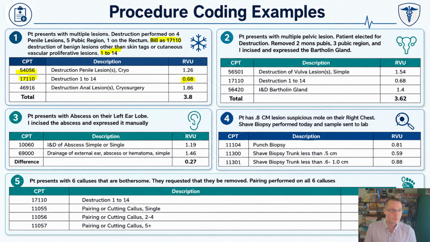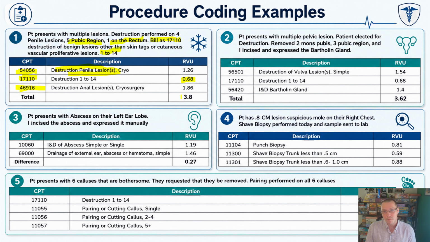You can report the penile lesion destruction code because they did destroy the penile lesions. You can report the anal lesion code as well because they destroyed a lesion on the rectum. And then you can also report that 17110 code because the pubic region isn't actually a part of the penile code. The penile codes are truly just the penis itself. If it's on the scrotum, it doesn't count. You would have to use a 17110 code.